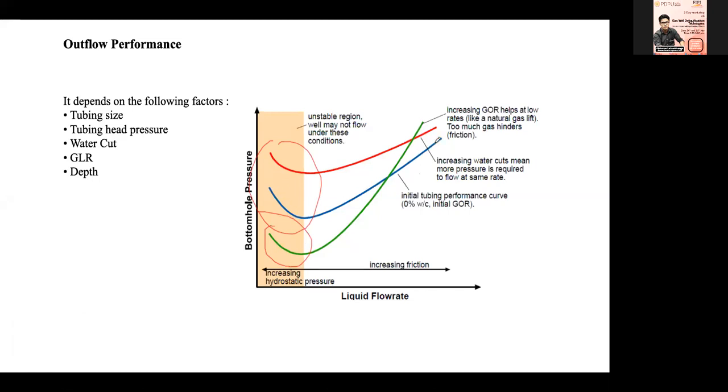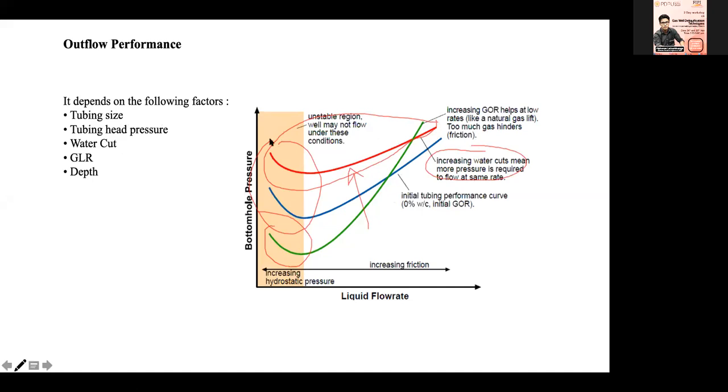Now let's see the blue one. This is the initial tubing curve. When the friction increases because of a high GOR, you see the tubing curve shifting upwards. And when you are producing more water, or your water cut is increasing, you are going to see the TPR curve shifting upwards. So this will depend on factors such as the tubing size, the tubing head pressure, the water cut, the GLR, and the depth. As we move further into the session, you are going to understand this properly.